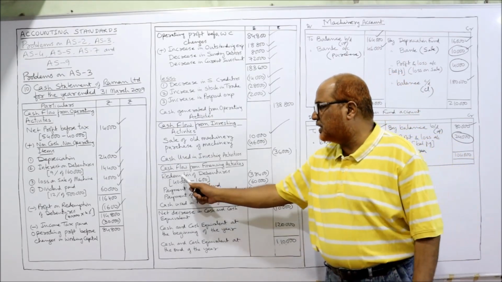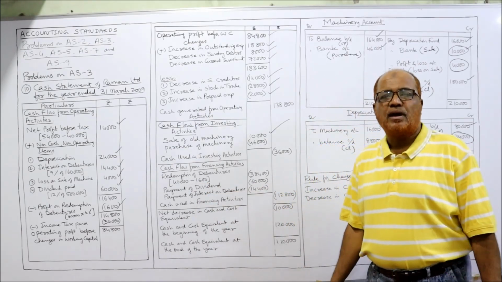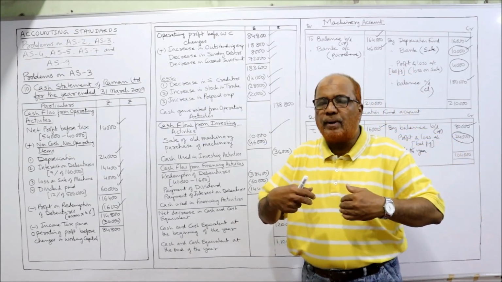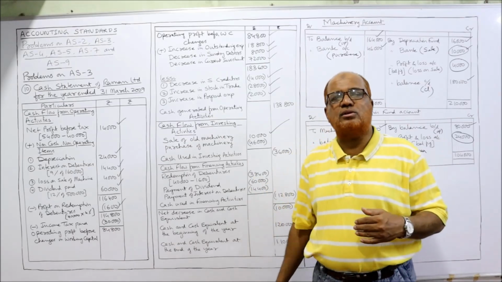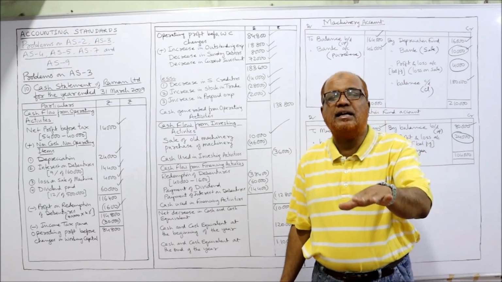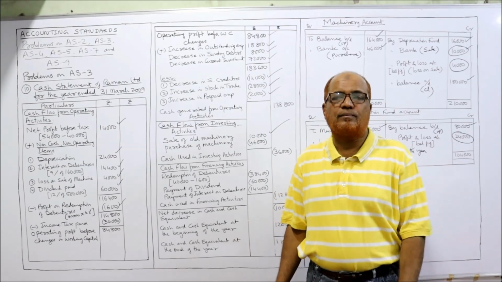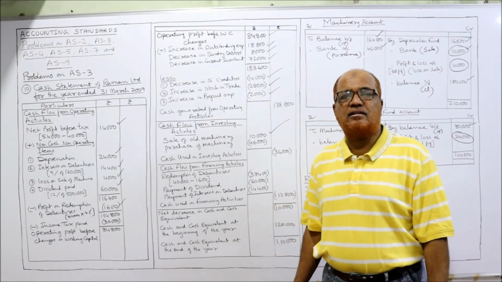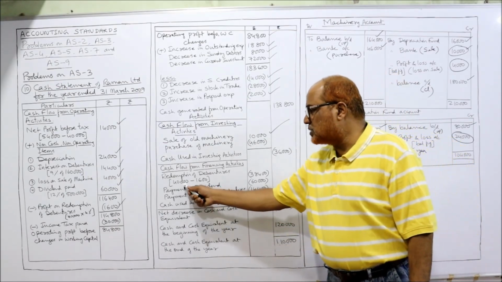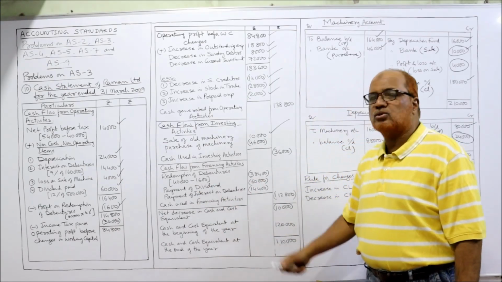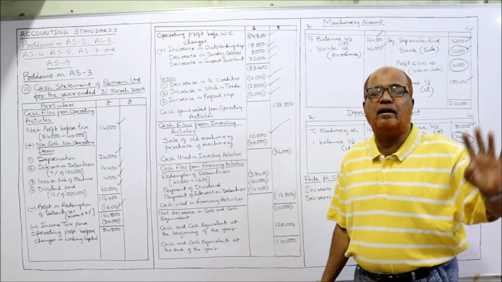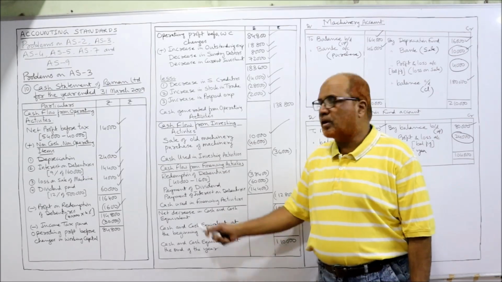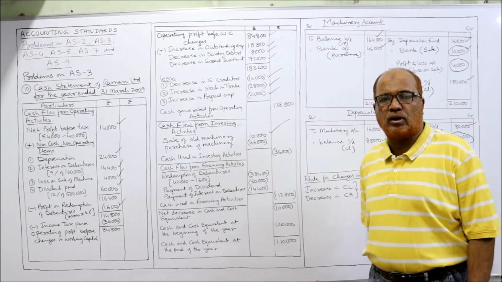Next one, cash flow from financing activity. In financing activity, redemption of debentures. Actually, debentures were reduced by 40,000. But the company has not repaid 40,000. The company has deducted a discount of 4%. So 40,000 into 4%, you will get 1,600. So deduct 40,000 minus 1,600, 38,400 will be the amount paid by the company to the debenture holders. So redemption of debentures 38,400.